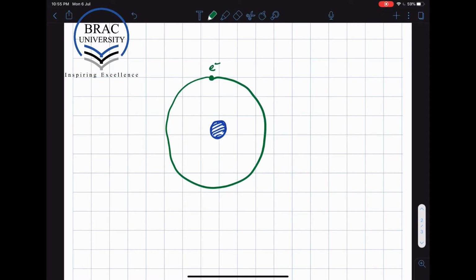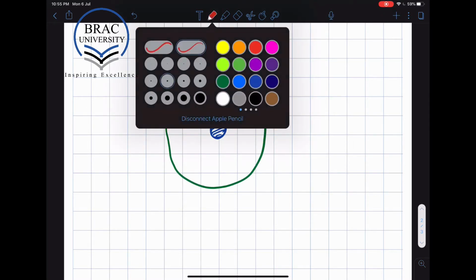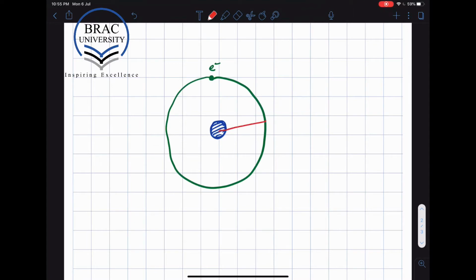Let A be the radius. So this is our nucleus, and this is our electron. There could be more than one electron, and this is the radius, and this is the orbit.